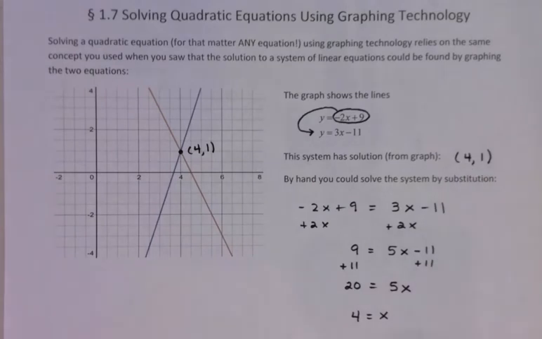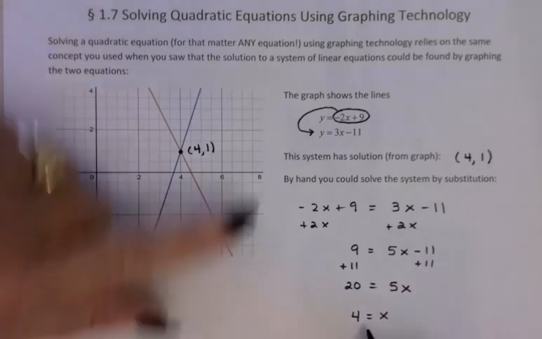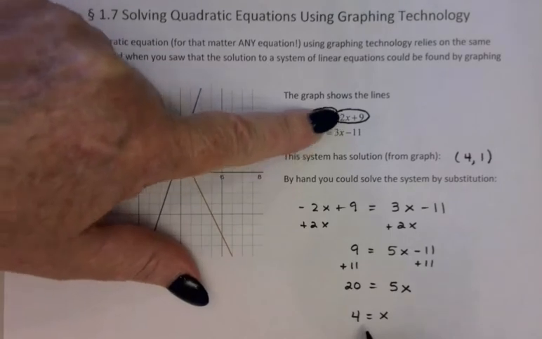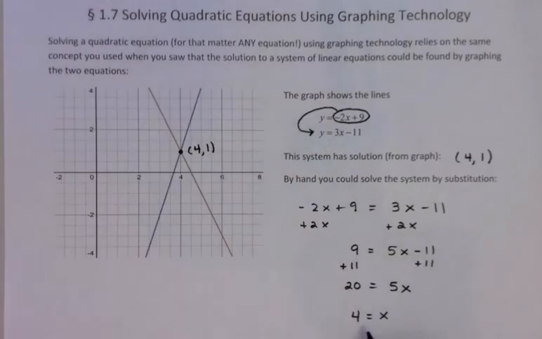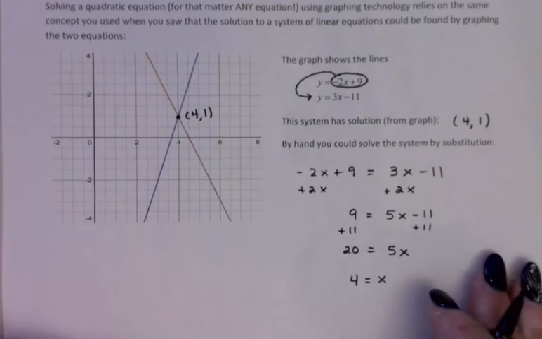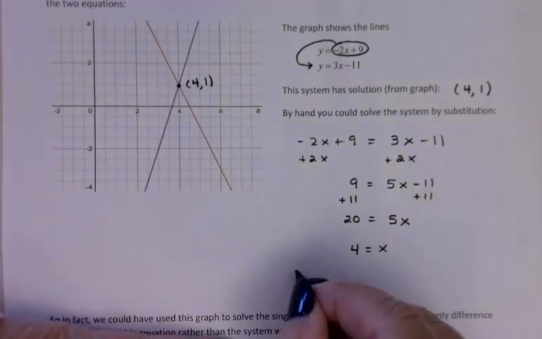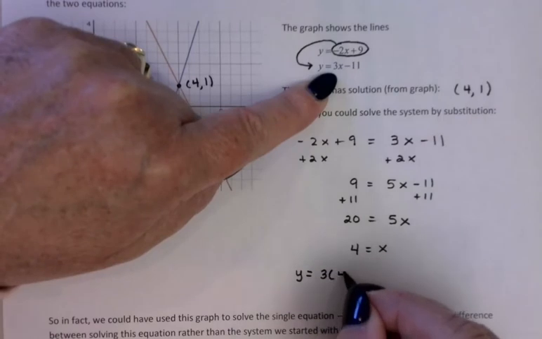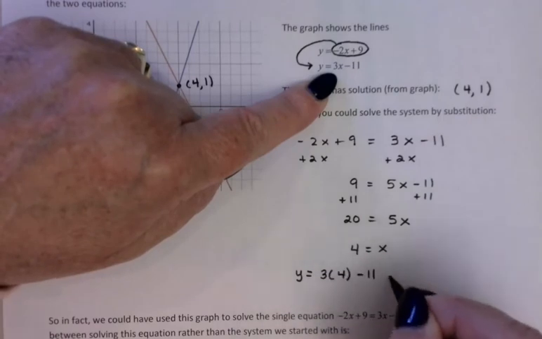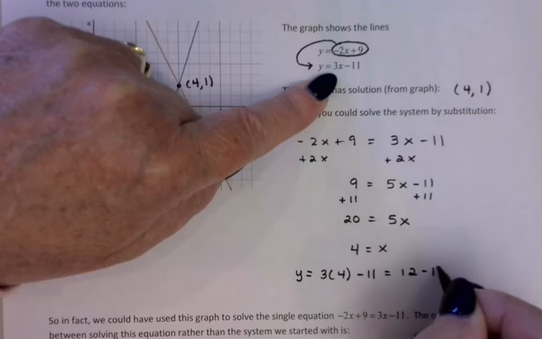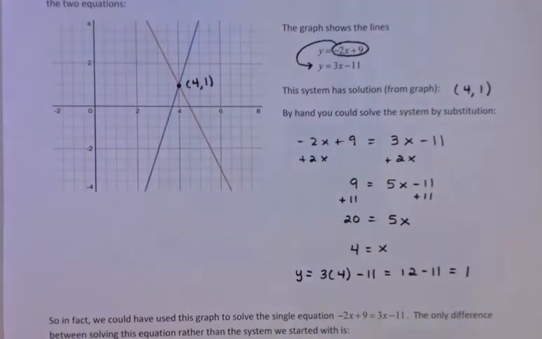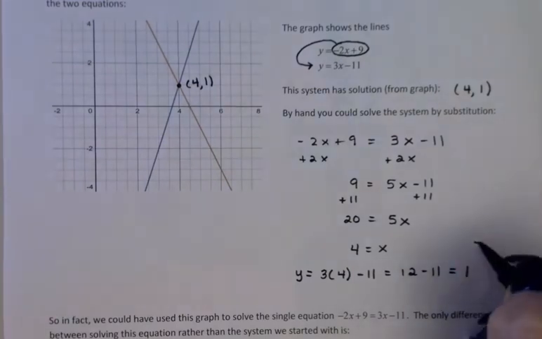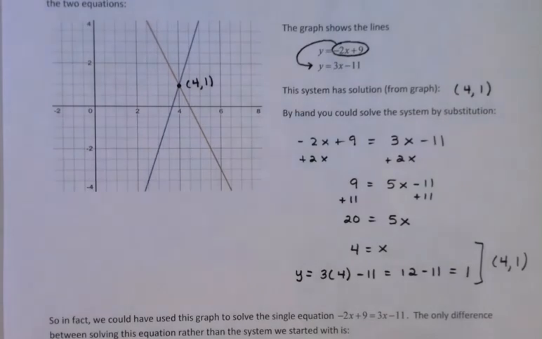And then we could just go back and take that x equal 4 and plug it in for the x in either of our original two equations to figure out the y. I'll just go ahead and use this bottom one. 3 times 4 minus 11 would be 12 minus 11, or 1. And there we go. x is 4, y is 1. Same solution we saw in the graph, of course.